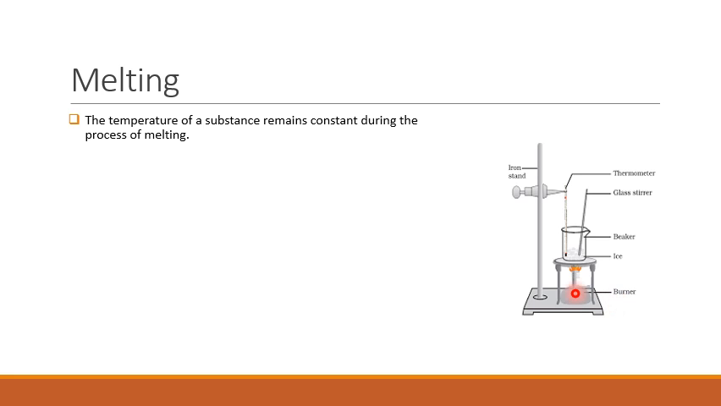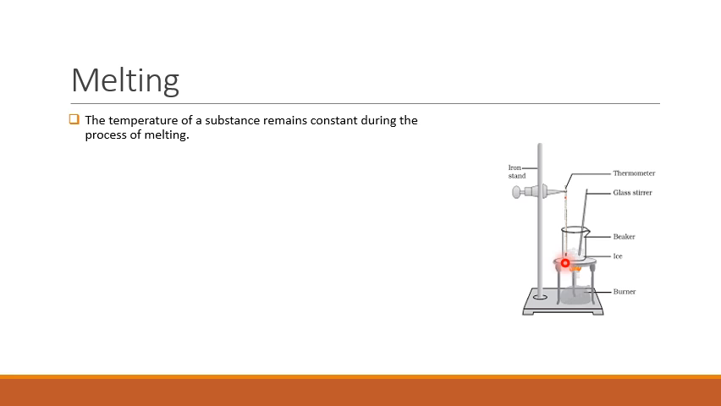Now what happens when we heat the ice? It starts melting, and if I try to note down the temperature of this whole beaker, it would be 0 degrees Celsius only, because the melting point of ice is 0 degrees Celsius and it remains constant for the whole process of melting. So till the whole ice melts, the temperature of the contents of the beaker will be constant at 0 degrees Celsius.